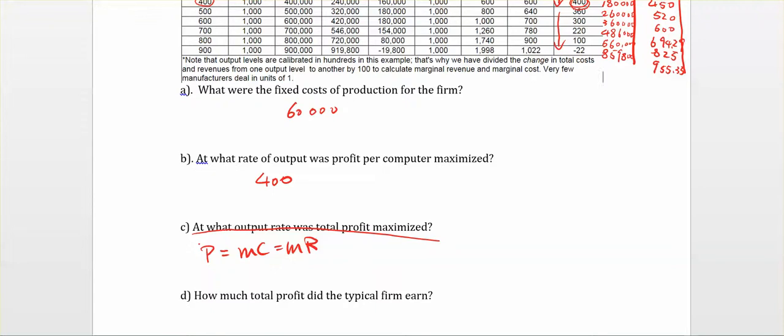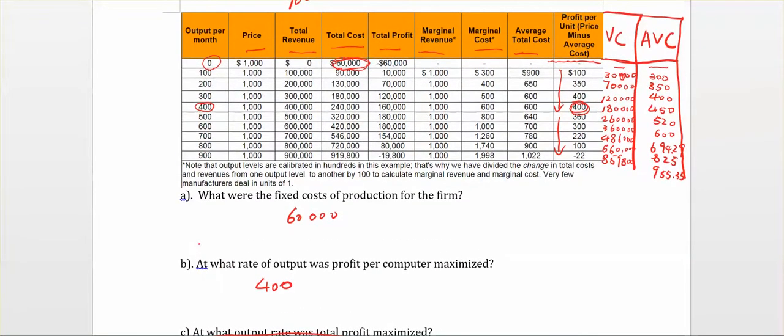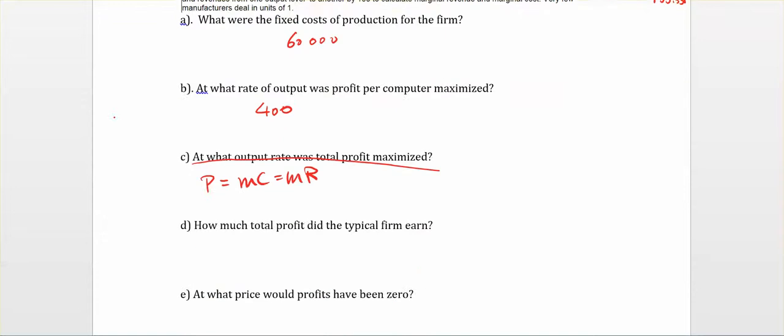If you go back to look at the question, we can find the price is equal to $1,000, and now the marginal revenue is $1,000 as well. Now we want to find at what point we have the marginal cost also equal to $1,000. So we can find $1,000 here. Corresponding to the $1,000 marginal cost, we can find the total output is 600. So we can write down the 600 here. So we have a 600 output rate.